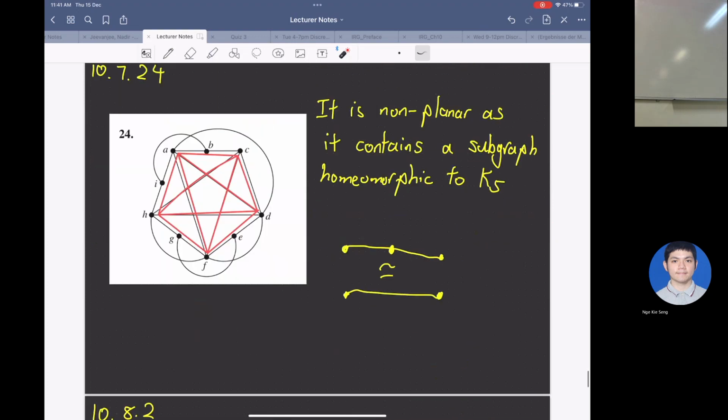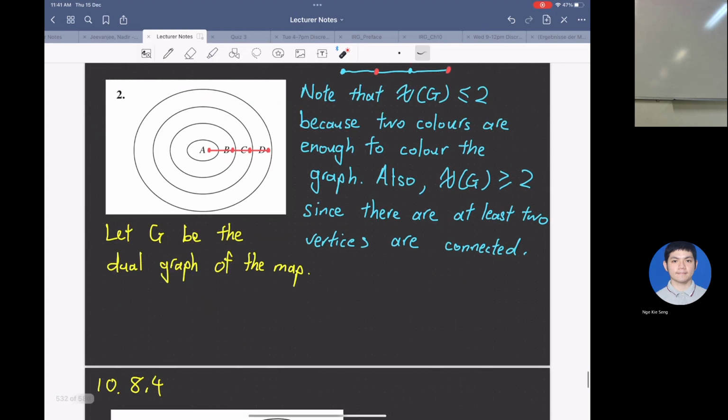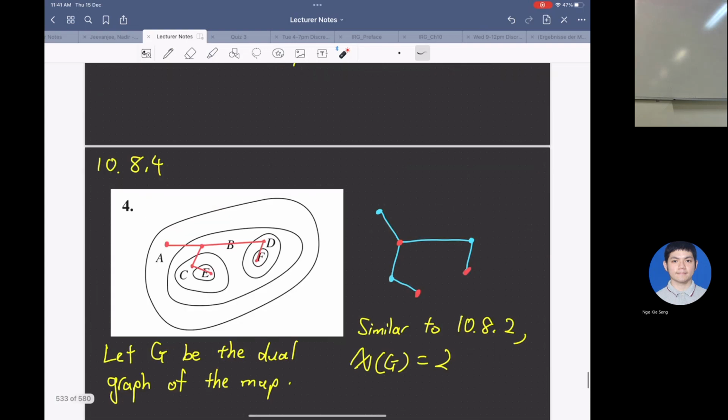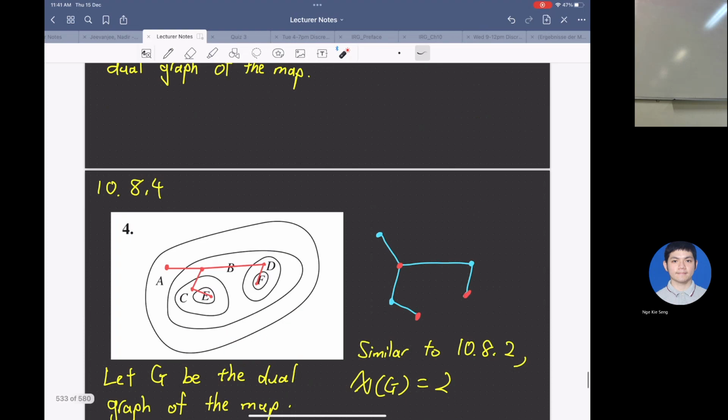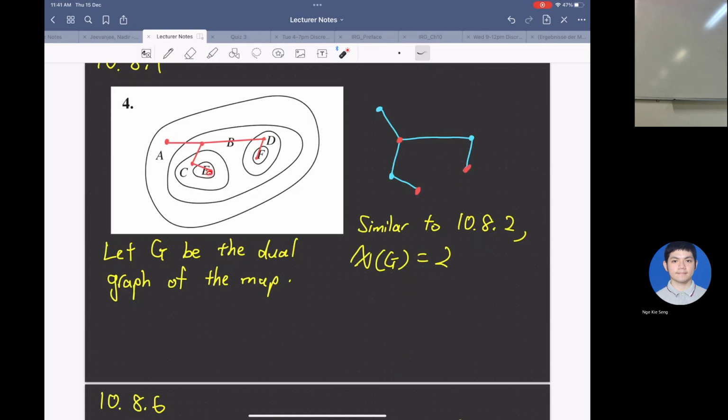Okay, one thing I want to discuss is the chromatic number. From a map to a graph, you should learn this. All the connected regions you can represent by a vertex, and when they share a boundary, you draw an edge. And then from here you figure out the chromatic number. Similarly in this case, all the regions you can shrink to a point, and then draw a line when they share a boundary.